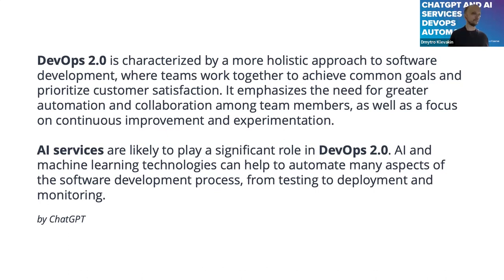DevOps 2.0 is aimed to be more automated and baked with AI services inside. So, let's say, PagerDuty incidents would be automatically handled by ChatGPT, or some trivial pieces of code would be automatically generated by AI services or something like that. So it's my understanding we are moving in this direction.